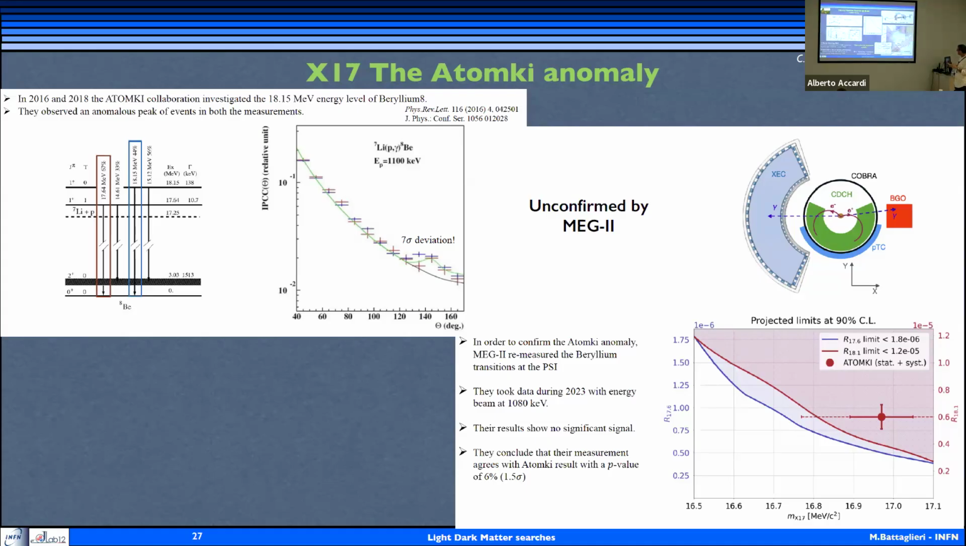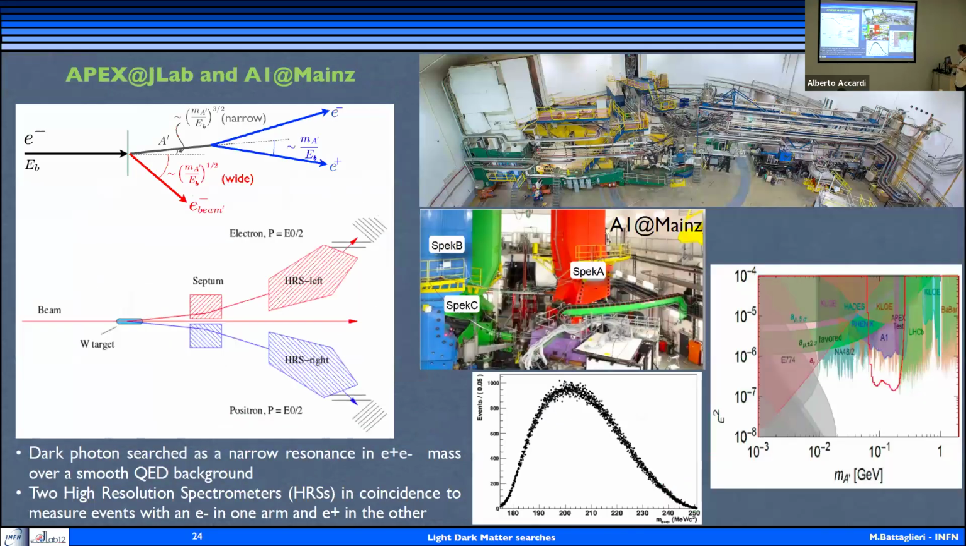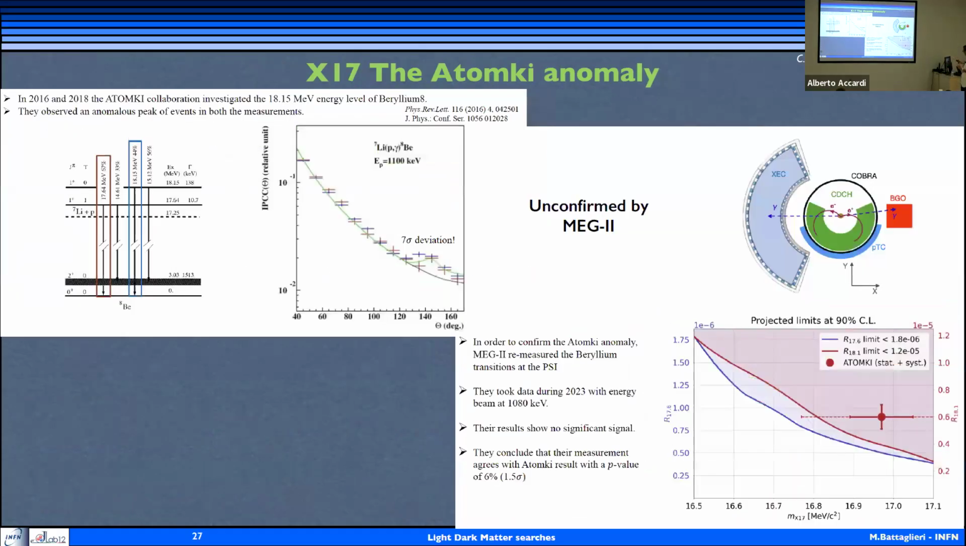Remember that HPS has a sensitivity that starts at 20, 25 MeV. So even if you have a particle in the range of 18 MeV or 17 MeV, it is outside the acceptance of the detector. Even worse for the APEX experiment, which started from 180 MeV. So we are far away, and we never spotted a possible X17 particle. You really need the right combination of beam and detector. And this was likely.